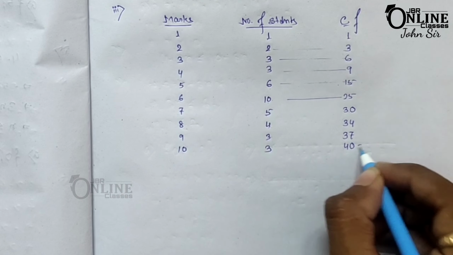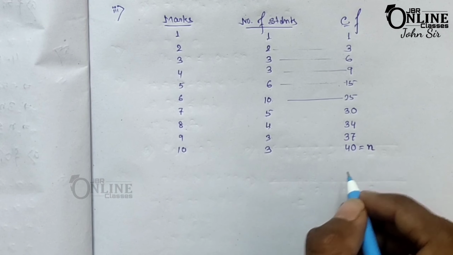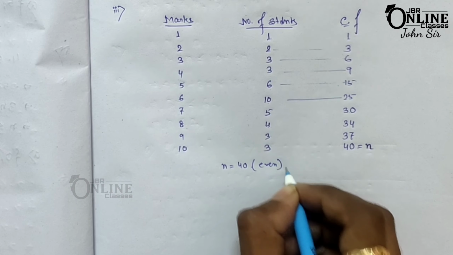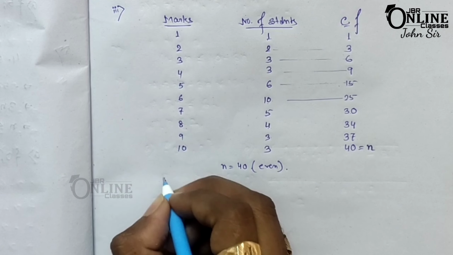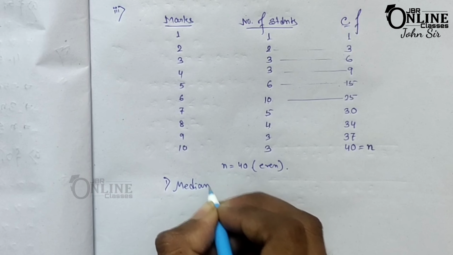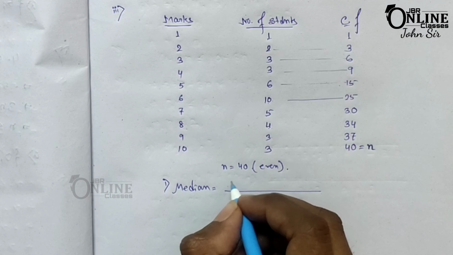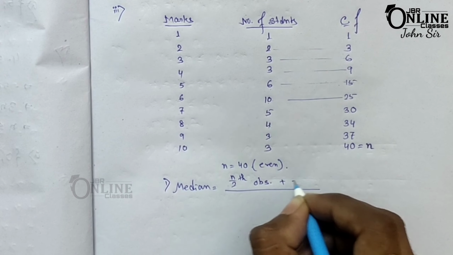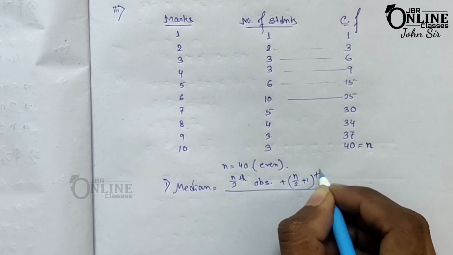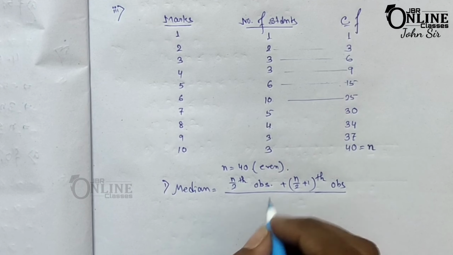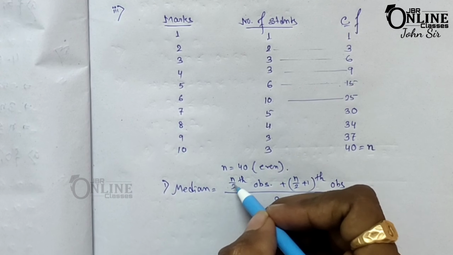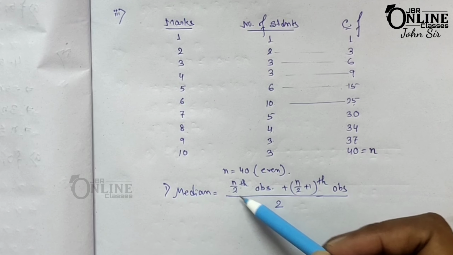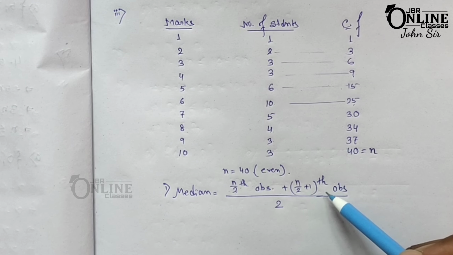Now here the last number is the value of n. So here n equals 40, and as 40 is an even number, for the first one, median, the formula of median will be the n by 2th observation plus the n by 2 plus 1th observation, then divided by 2. So here n by 2 means the 20th observation plus the 21st observation.